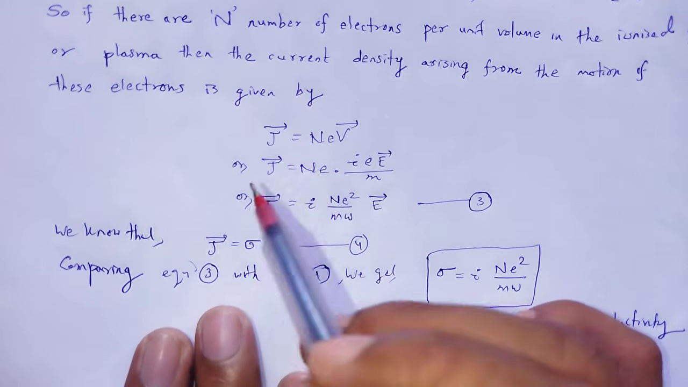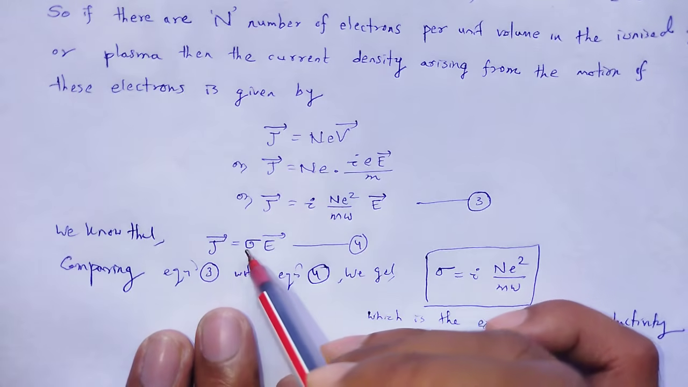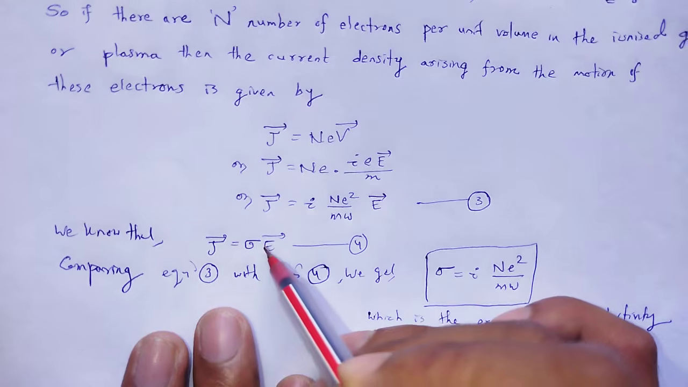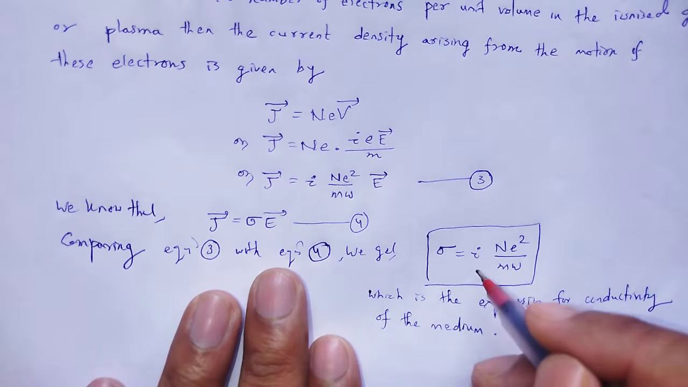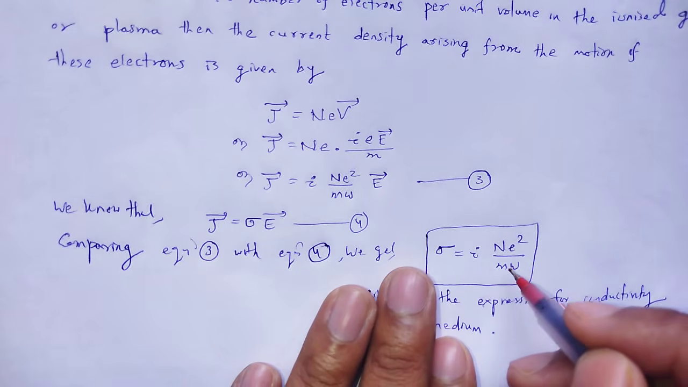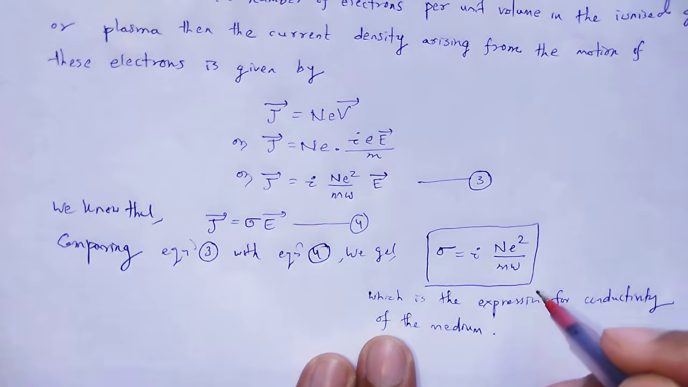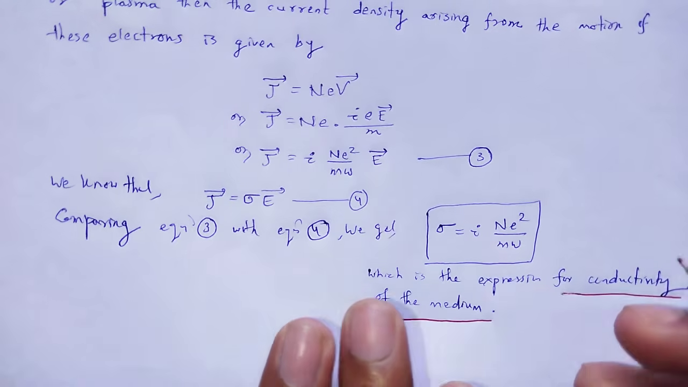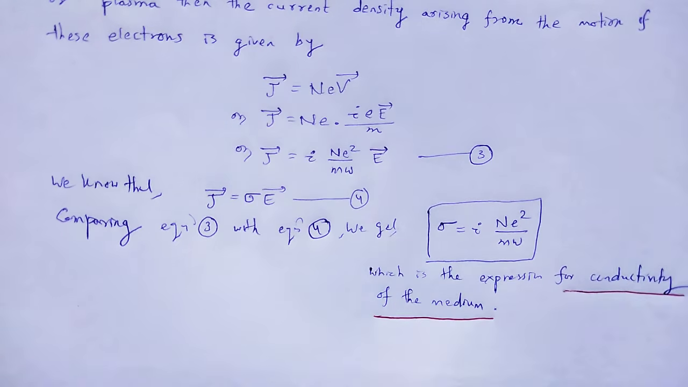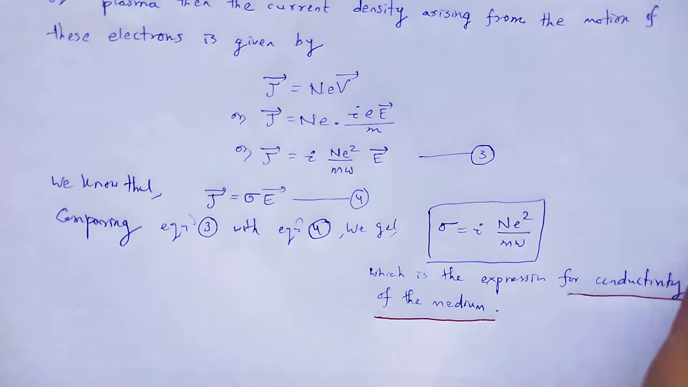As we know, the current density is equal to conductivity into E vector. Comparing equation number 3 and equation number 4, we obtain the conductivity is equal to i n e square divided by m omega, which is the expression for conductivity of that medium. Which is the medium? That medium is ionized gases, or we can say plasma medium.